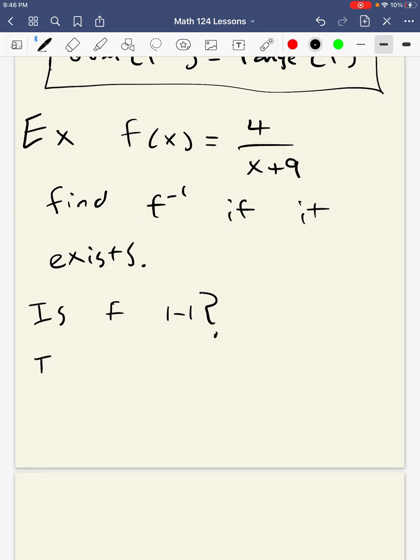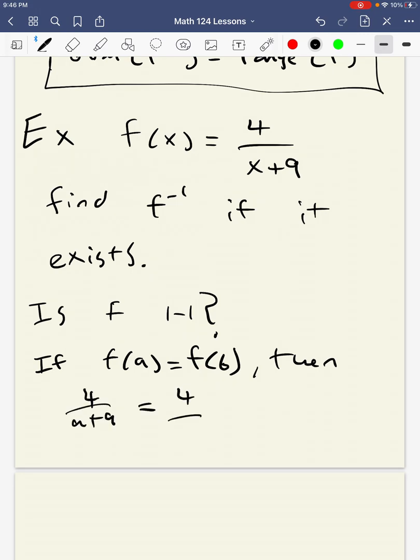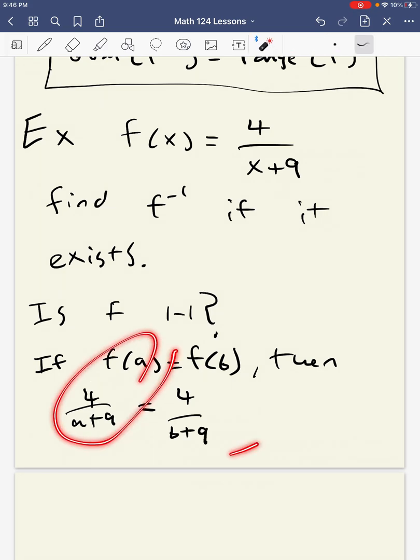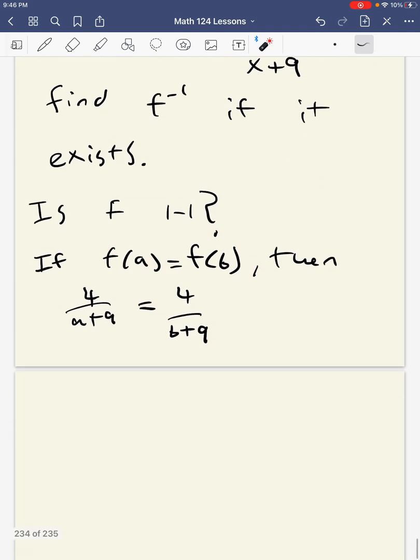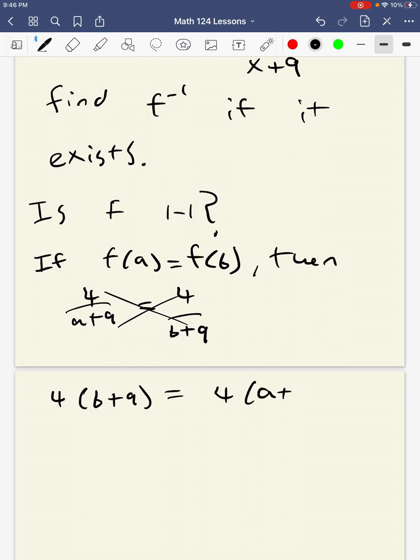Well, let's say if f of a equals f of b, well then we get 4 over a plus 9 equals 4 over b plus 9. Right, this is f of a, this is f of b. So we're considering what will happen if f of a equals f of b. Well, let's just sort of cross multiply this out. We have 4 times b plus 9 equals 4 times a plus 9.